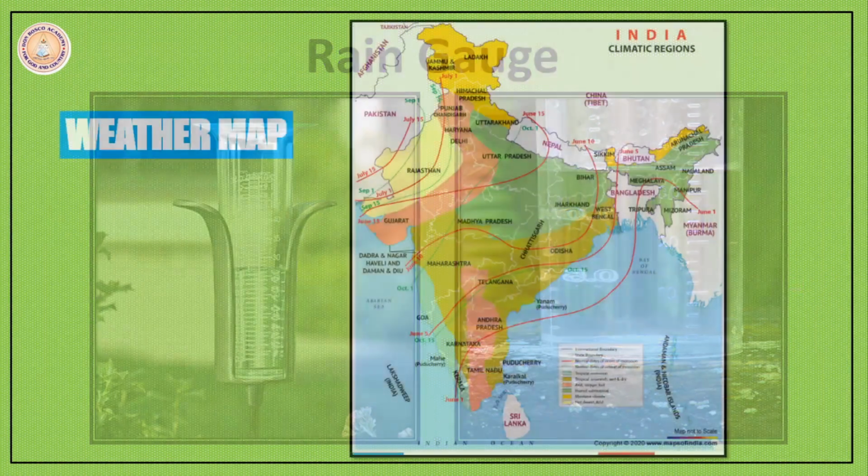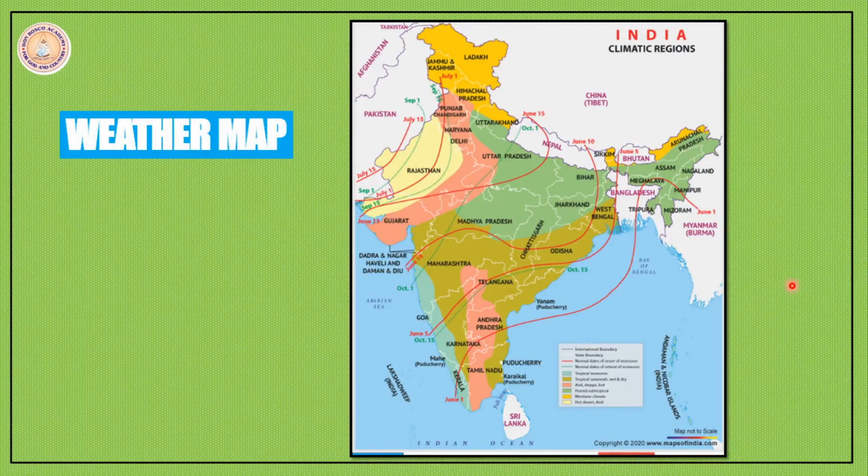Next, we learn about a weather map. Now, a weather map is a representation of the distribution of meteorological data of a given area of the Earth's surface. It shows all the elements of weather represented by different kinds of symbols. Meteorologists use weather maps to show patterns in the data available. This helps them in forecasting of the weather.